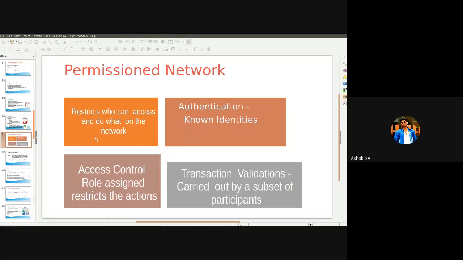And when you have transaction validations each and every time, they are carried out by a subset of the participants, validating the transaction on each and every node. And even the role assigned restricts the actions. For example, a role may give you only read, a role may give you only write, kind of like a SQL DB giving authentications. Same thing, but here we have different kinds of signatures, and if the participant or identity loses a particular digital signature, you cannot access the network unless an admin deletes that card and creates a new identity for you.